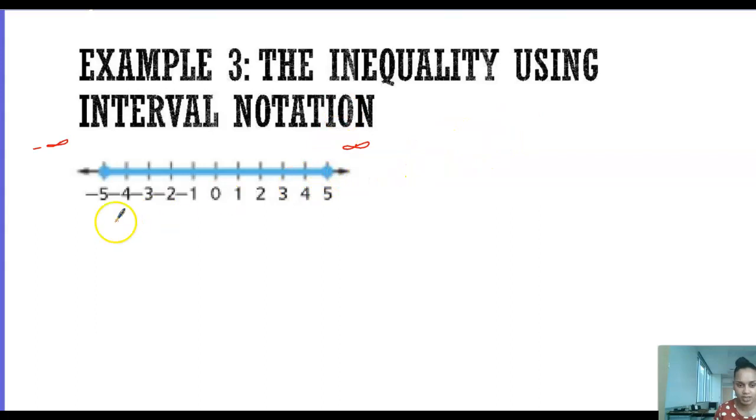So let's see how that would be. In interval notation, I would put -5 to +5, and then I have to notice if my endpoints are filled or if they're open or closed. So this one's closed, and this one's also closed. So that would be it. No union because there's no break or gaps.